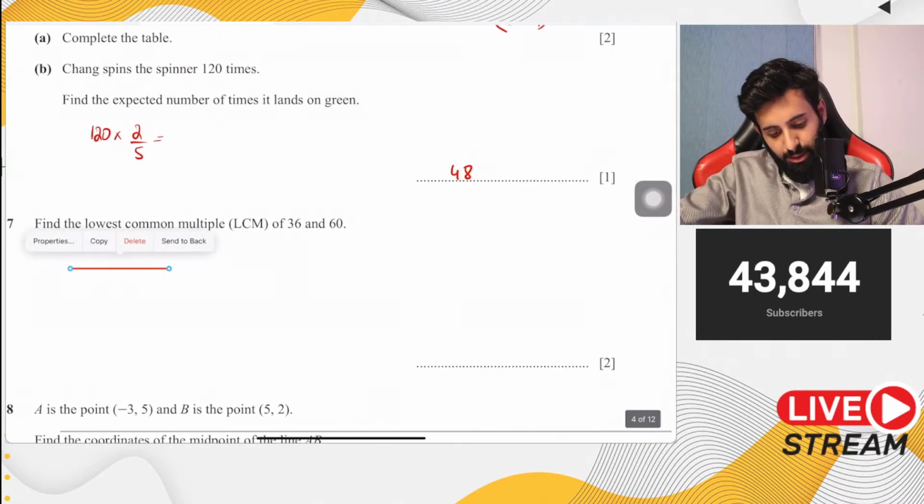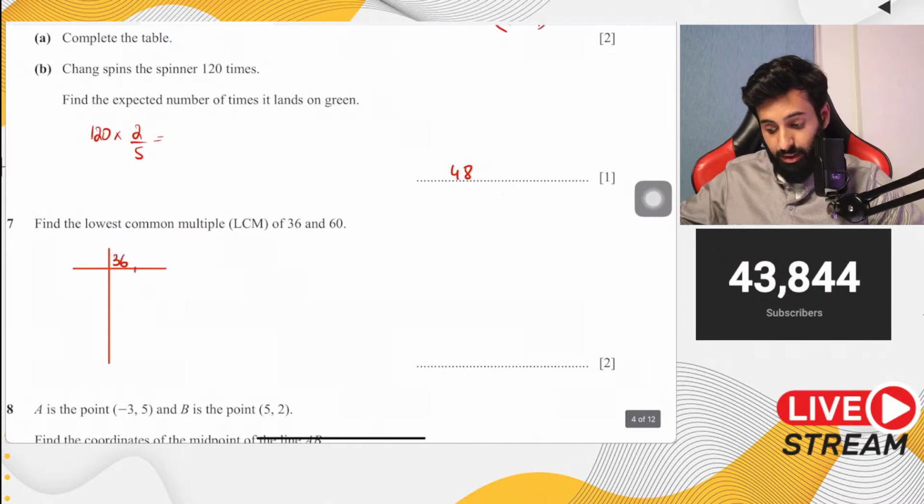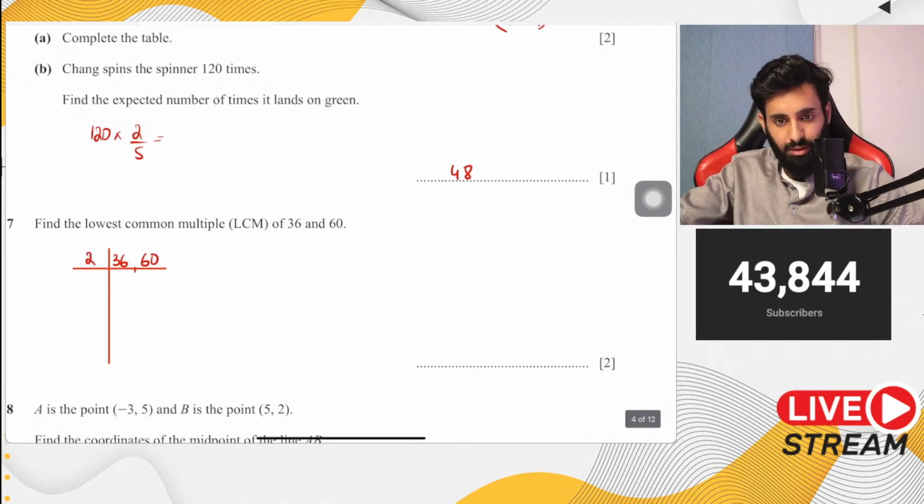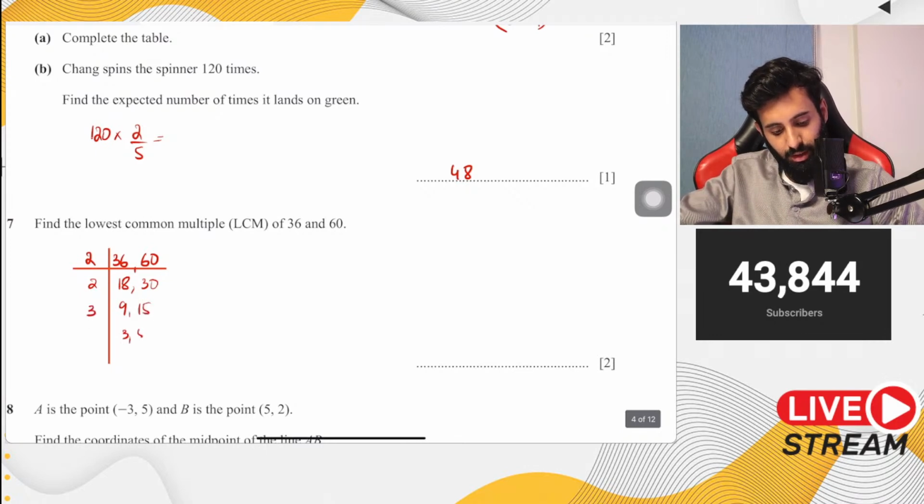Okay, so that's pretty easy. We start dividing 36 and 60. Let's divide it by 2 and see what we get. So 2 into 18 and 2 into 30. Let's divide it by 2 again. 2 into 9 and 15. Let's divide it by 3. 3 into 3, 3 into 5, and then 3 and 5.